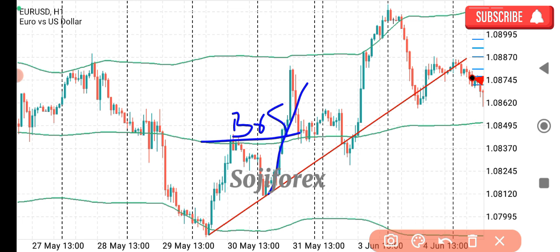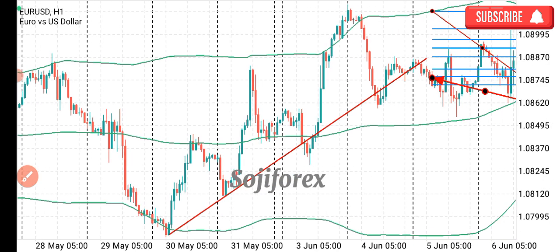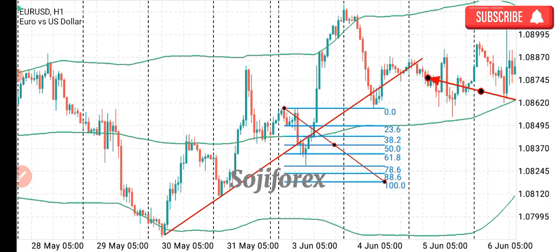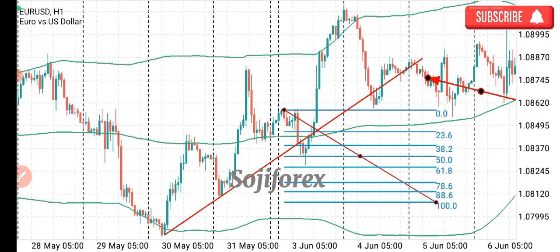And now that you have established this point of break of structure, and you have connected your trend line to point A and point B, you are now waiting for a pullback to point C. So this is point A, this is point B. So you are now waiting for a pullback to come to point C. So the question now is, how do you identify that a pullback have commenced? The best way to identify that a pullback has commenced is for you to use your Fibonacci retracement, because a pullback is the same thing as Fibonacci retracement.